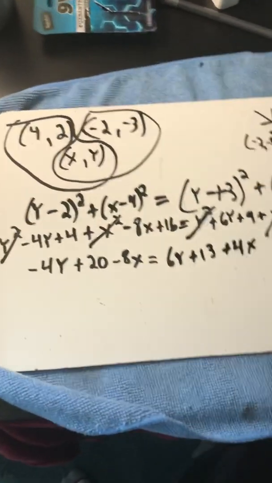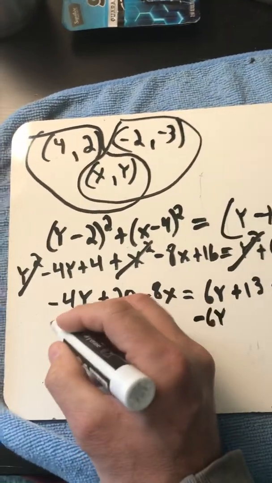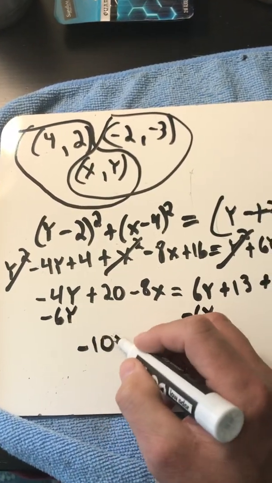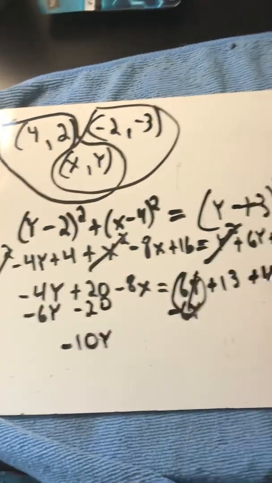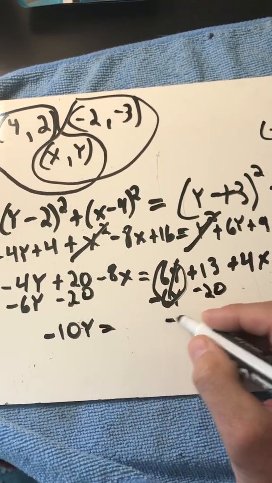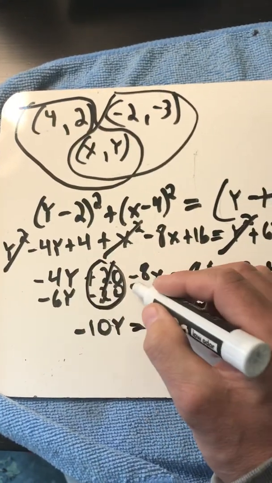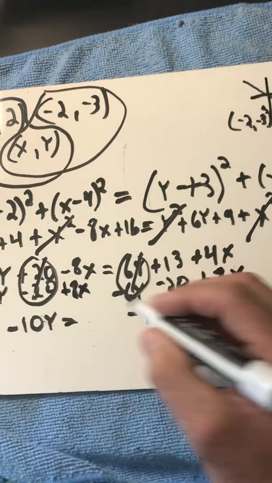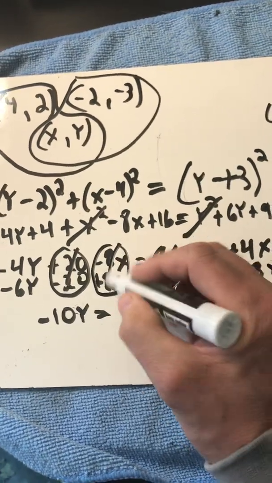Now, fellas, all you got to do is solve for y. So I'm going to bring negative 6y this way, negative 6y, to get y's on one side. That's negative 10y. Whoop. Subtract 20. Subtract 20. So that's negative 7 over here, right? And then I'm going to add 8x. That gives me 12x. Okay, everyone with me so far?